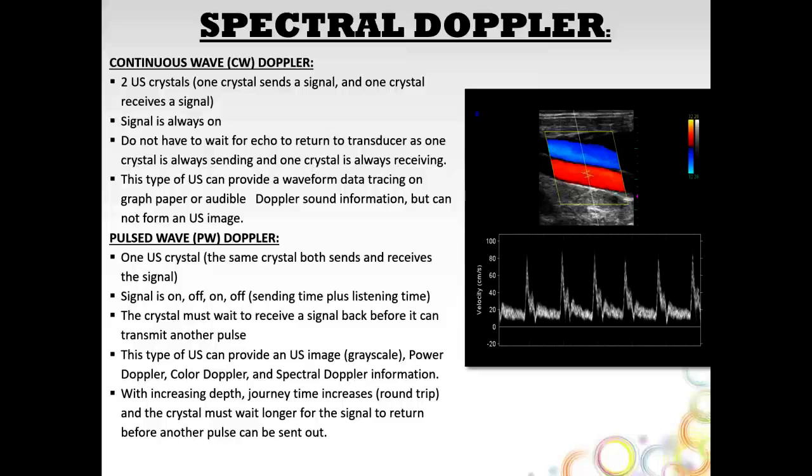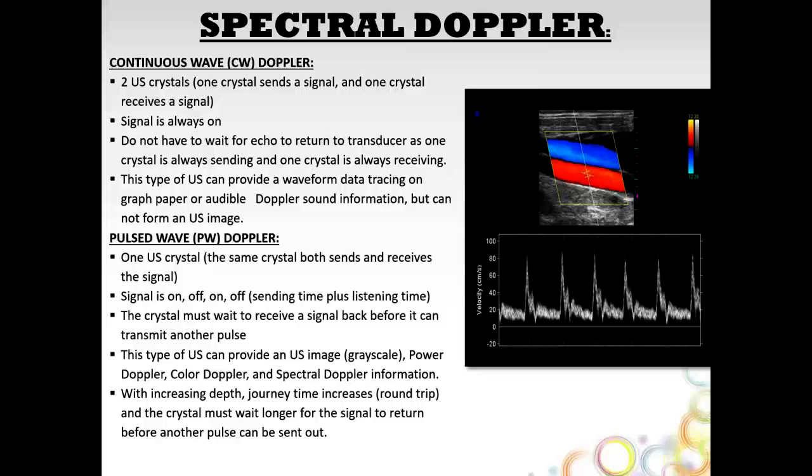In order to form an ultrasound image, you need to have pulsed wave Doppler. And this is where you have one crystal, and the same crystal both sends and receives the signals. So the signal is on, off, on, off. So it's on when it's sending, it's off when it's listening. So you have the sending time plus the listening time for each crystal. And the crystal can't do anything, it has to wait to get the signal back before it can transmit another pulse. Now this is the type of ultrasound that can produce an image.